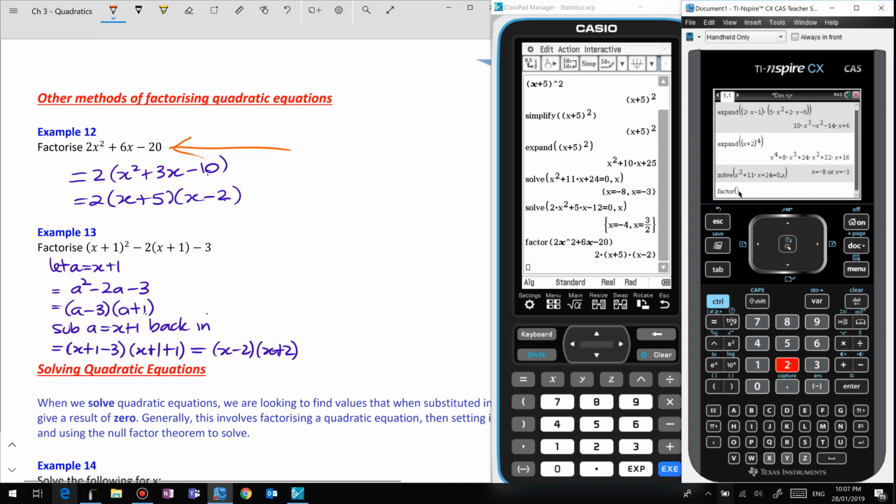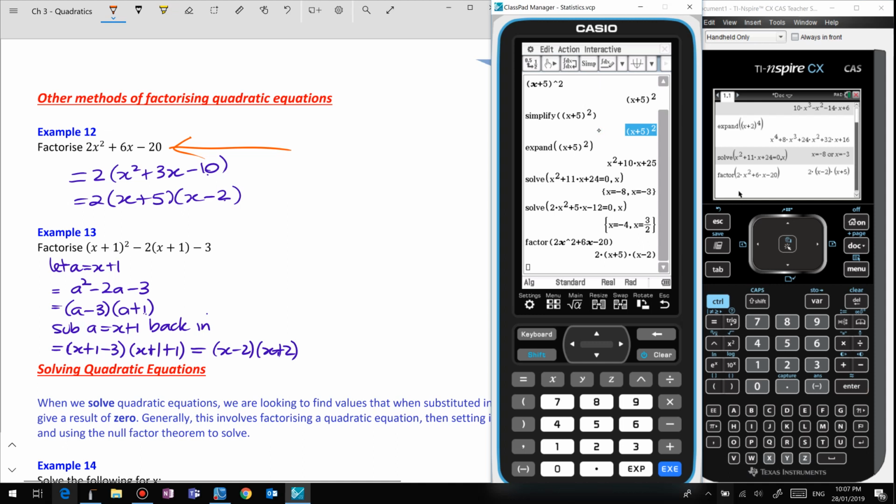Then we put in the equation 2x squared plus 6x minus 20. I think we have to do x, but I don't know. Nope, we don't. 3, x minus 2, x plus 5. So that's how you factorize any equation on the CAS CX and the ClassPad.